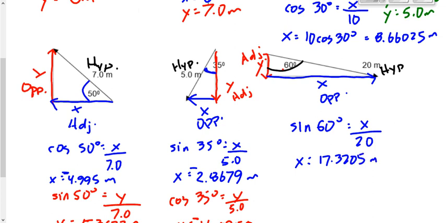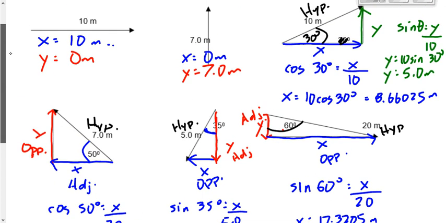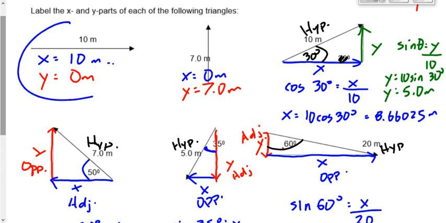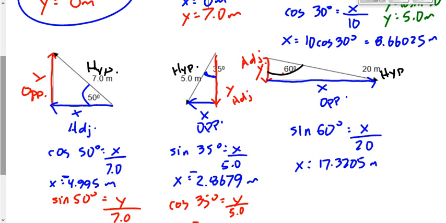So how much of that 20 meters is x? Look, if it was this question, how much of this 10 meters is x? Easy, right? 10 meters. All of it's x. But if it's this one, how much of that 20 meters is x? 17.3205 is x. And the y component, at this point you know, is going to be cosine for this particular one. Adjacent over hypotenuse, and that works out to be, on our calculator, 10 meters. Okay?